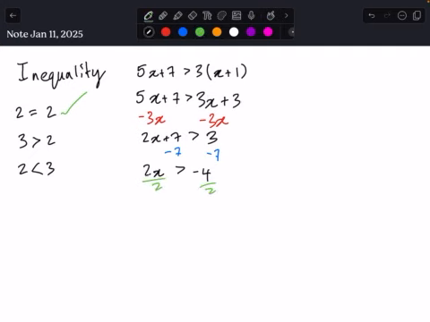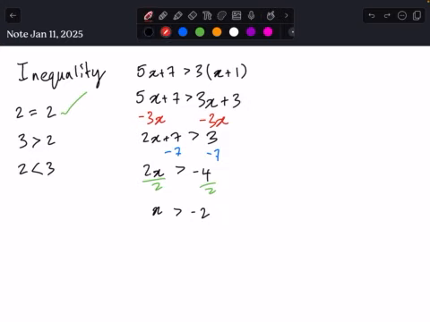So we have 2 divided by 2, which just gives us 1x, which is greater than negative 4 over 2, which simplifies to just negative 2. So then this inequality is satisfied by any x greater than negative 2. So that means it's satisfied by negative 1, 0, 1, 2, 3. Anything bigger than negative 2 makes this inequality true. And in fact, let's just see that real quick.